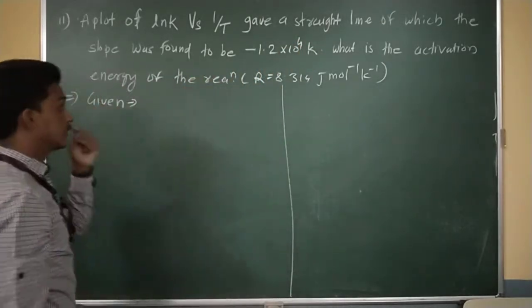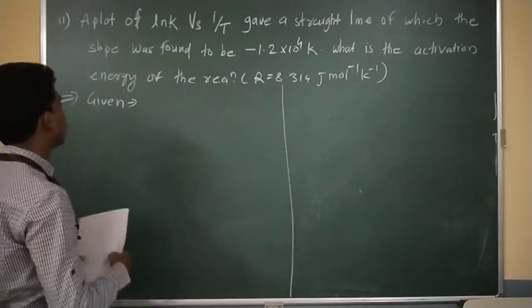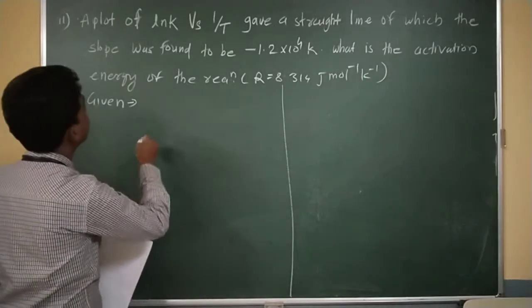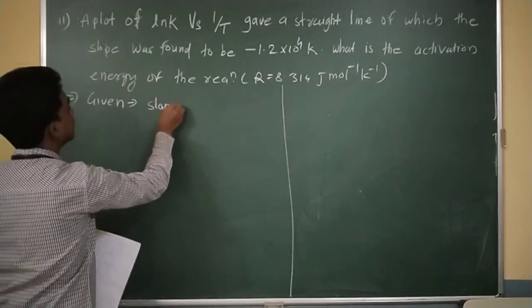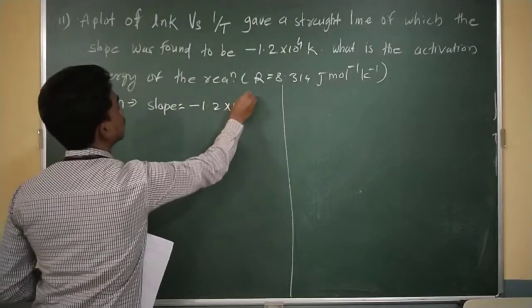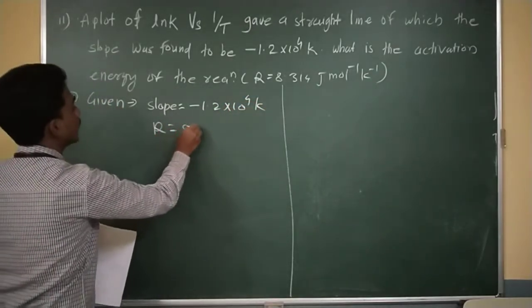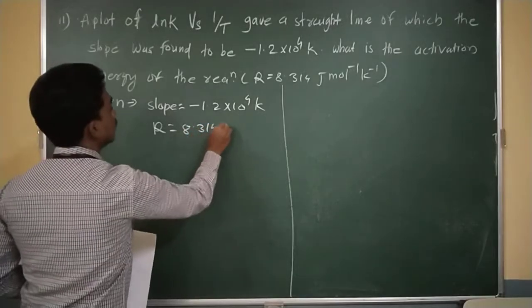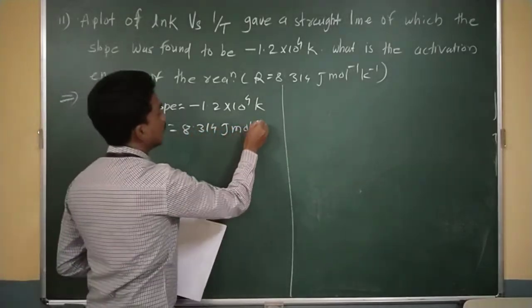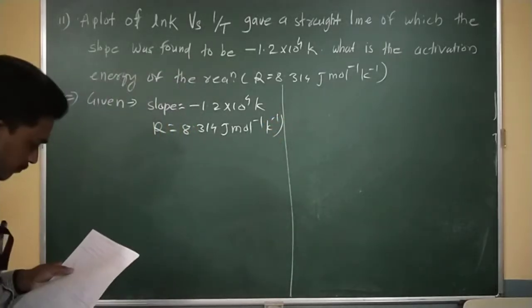So this is related to the graphical method. So we can calculate this. We can write the slope value as minus 1.2 into 10 raised to 4 K. The value of R is equal to 8.314 joule per mole per K.